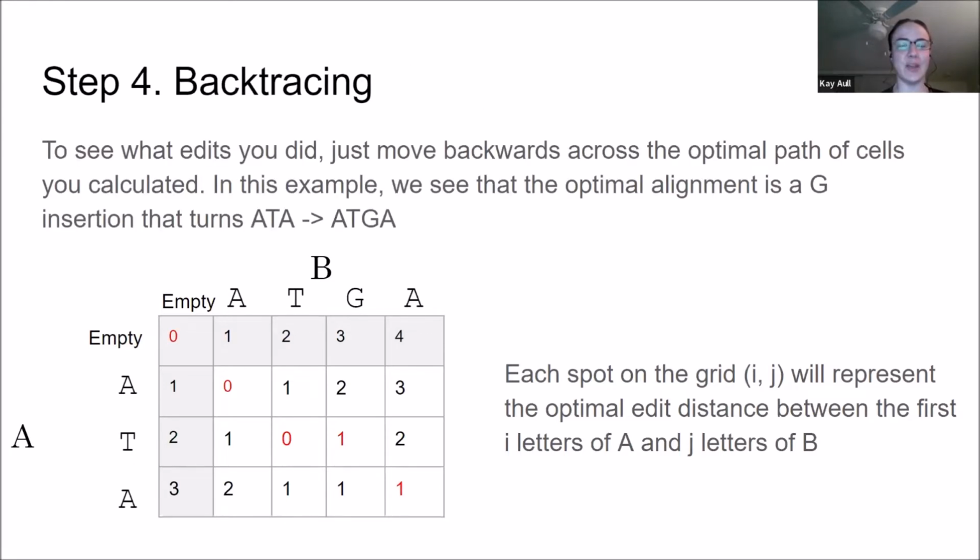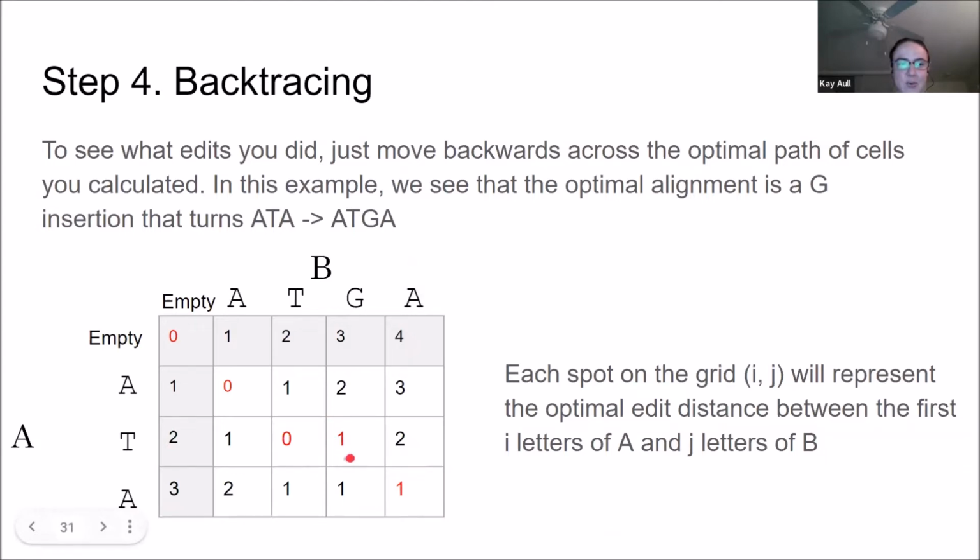And so in order to see what edits you did, what you do is you move backwards along the optimal path of the cells that you calculated. And so in this case, you are starting at the end of your alignment at this bottom right cell, and you are tracing back to what steps you had to take in order to get there. Okay. These last ones are a match. You're accepting that last letter from both sequences.